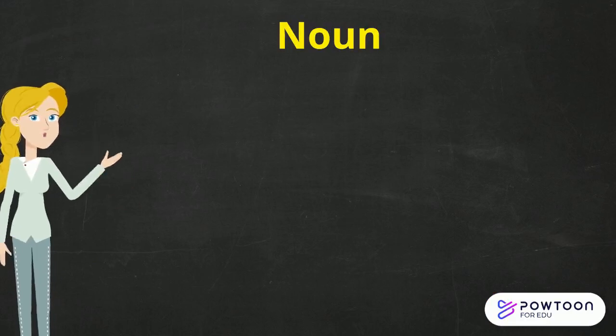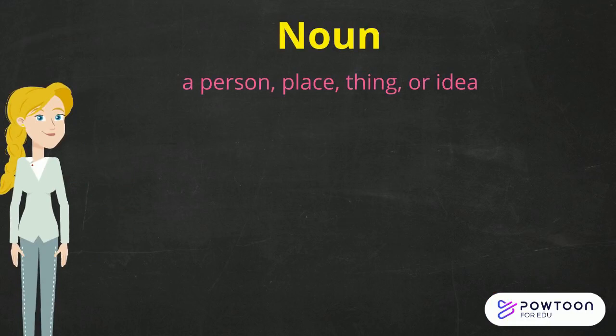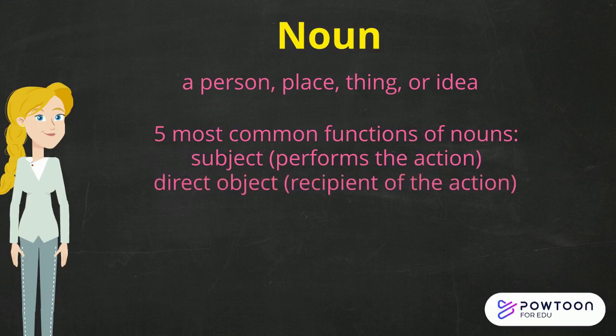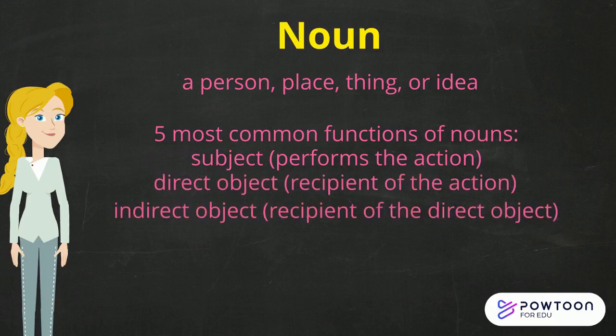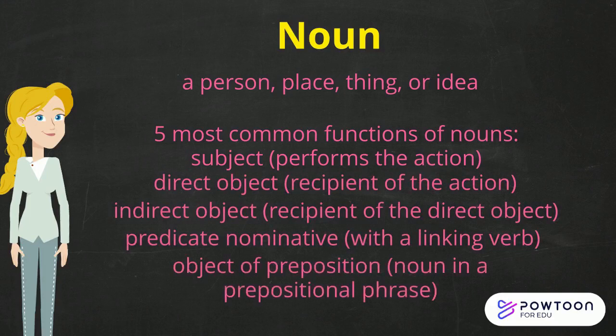Good answer. That is what most people think of when they hear nouns. But nouns can be a little more complicated than just that. A noun is a person, place, thing, or idea. Those idea nouns tend to be the ones that trip us up. Nouns can function in a sentence in many ways, but the most common would be as the subject, the direct object, the indirect object, the predicate nominative, or an object of a preposition.